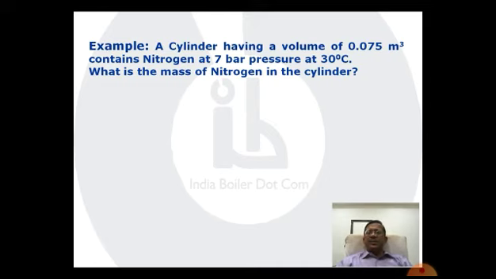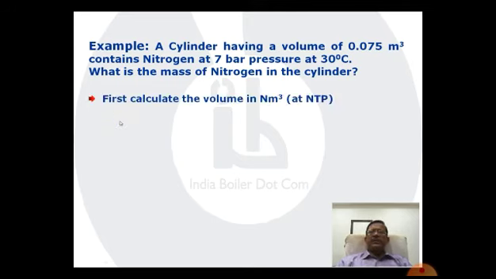Let us say a cylinder of nitrogen is having a volume of 0.075 meter cube. It contains the nitrogen at 7 bar pressure. The temperature is ambient, 30 degrees centigrade, let us say. What is going to be the mass of nitrogen in this cylinder? The first thing I need to do is this volume 0.075 meter cube at 30 degrees centigrade and a pressure of 7 bar, let us convert this to Nm cube. That is what is going to be the volume at NTP condition, keeping the mass same.